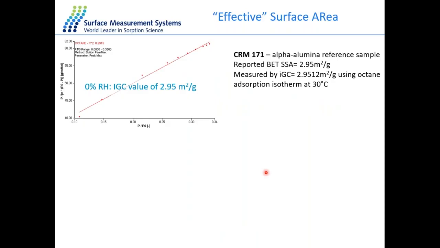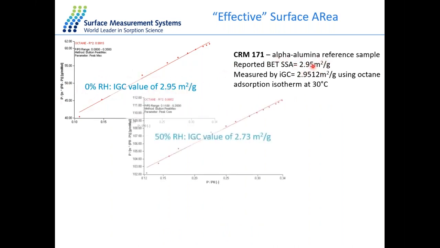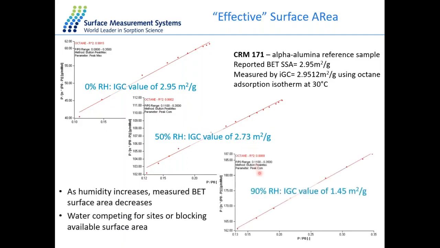To highlight that, we looked at this CRM 171 sample, again, which is a reference material. At 0% relative humidity, we get 2.95, which is the right value. As we go up in relative humidity, we can see that the measured or effective surface area goes down. When we get to 90% RH, it's about half of what it was. This is a rigid aluminum material. We're not changing the structure of it. We're basically just blocking some of the surface as water may island or absorb onto the surface, and we get an effective surface area as a function of relative humidity.